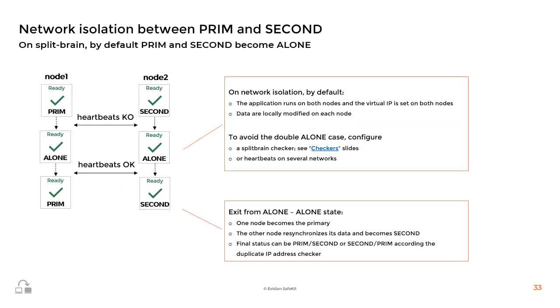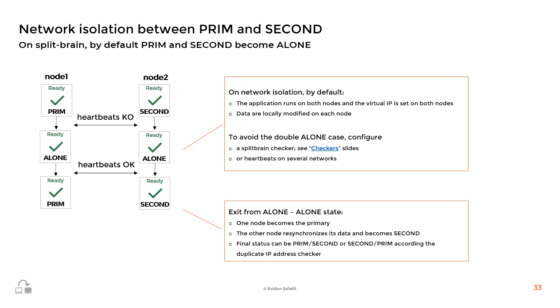Let's now explain the implications of network isolation between the primary and secondary nodes. When both nodes are isolated, each node transitions to the alone state as all heartbeats are lost. In this situation, the application runs on both nodes, the virtual IP is set on both nodes, and the data is modified locally on each node. Once the isolation is repaired, one node becomes the primary and the other node resynchronizes its data and becomes the secondary. The final status can be either prim second or second prim, according to the duplicate IP address checker.